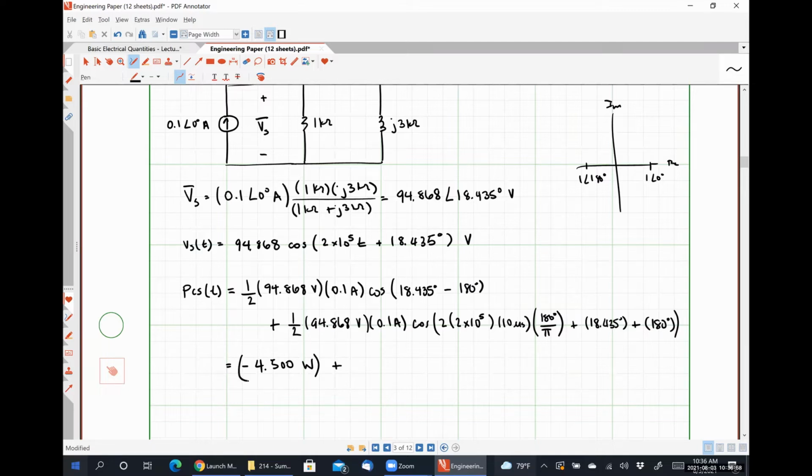So that's my DC contribution. And then for my AC contribution, I get 0.5 times 94.868 times 0.1 times the cosine of 4 times 10 to the 5 times 10 times 10 to the minus 6 times 180 over pi plus 18.435 plus 180. That part comes to be 1.806 watts.